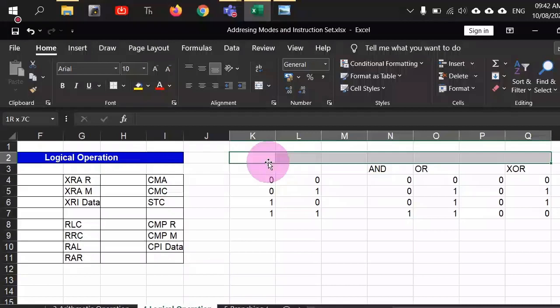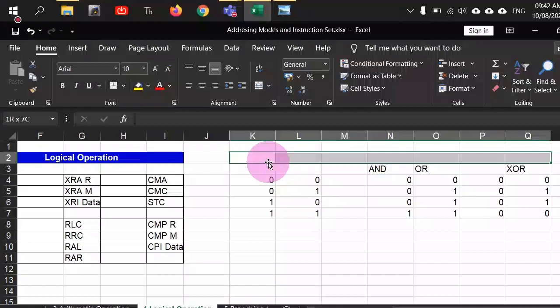Or if you have universal gates, what are universal gates? NAND and NOR. If you have NAND and NOR, then you can also synthesize any logic in this universe. Here a combination of AND, OR, and NOT gates is available together with the XOR operation, because the XOR operation is used a lot of times for comparisons, for finding out similarity or dissimilarity. So that is also given there. Let's discuss them one by one.